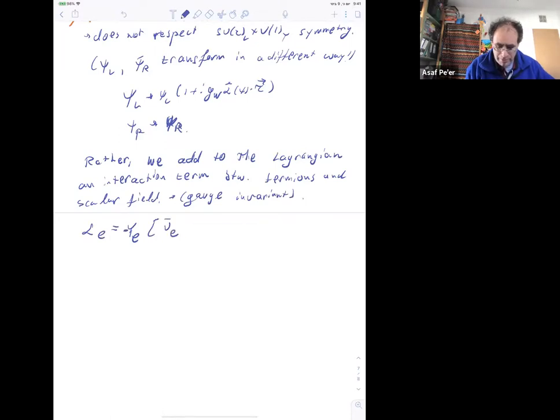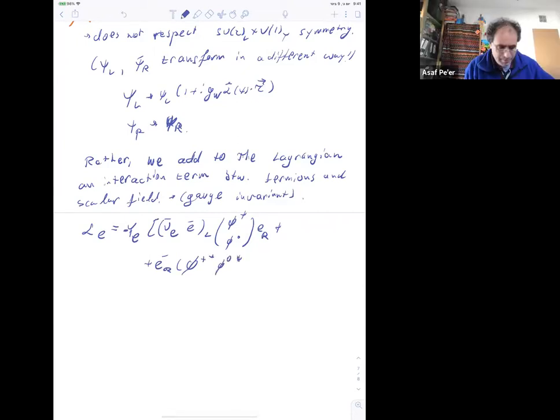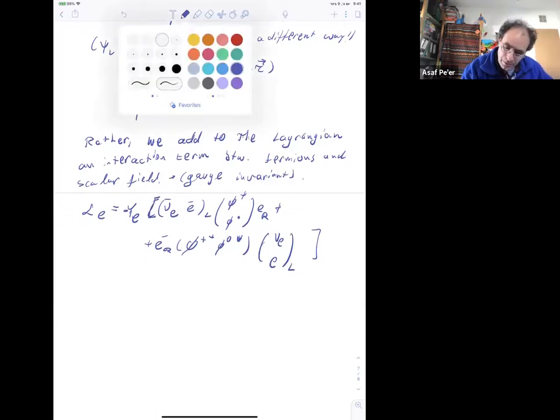It comes in a doublet, neutrino_e and e left, and then the field phi, e right, plus e right bar phi dagger, and then neutrino_e and e left. Of course, this is for the first generation fermions, and the same for all the other generations of the leptons. Now, Y_e has a name. Anybody want to guess?